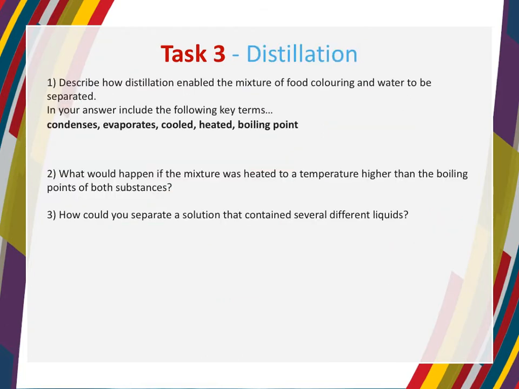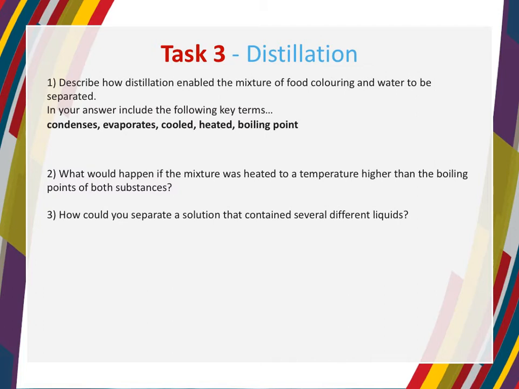Oh, another task, thick and fast. This is all recall of stuff that you should have already done and stuff that cropped up in that other video. So, describe how distillation enabled the mixture of food colouring and water to be separated. In your answer, can you include the following terms? Condenses, evaporates, cooled, heated and boiling point.